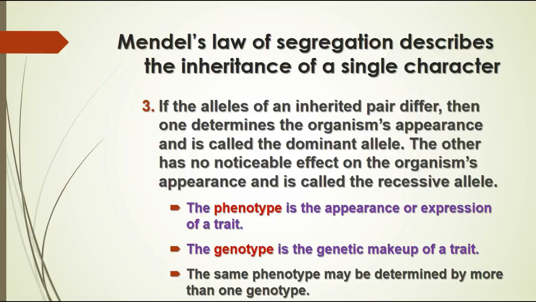And so we're talking about the phenotype, which is the appearance or the expression of the trait. The genotype is the genetic makeup, the purple allele, white allele. And the one thing that he did find sometimes, or that we have discovered since then, is that the same phenotype can sometimes be determined by more than one genotype. We're going to talk about the more simple inheritance where they're more related just one to one or the other.